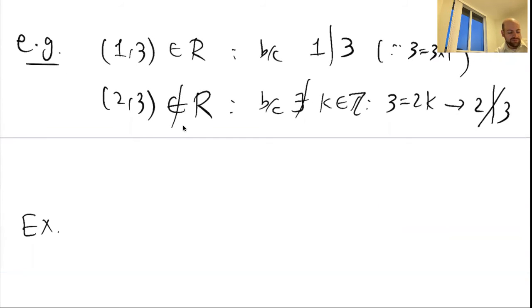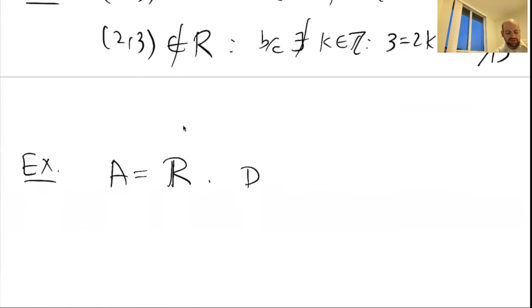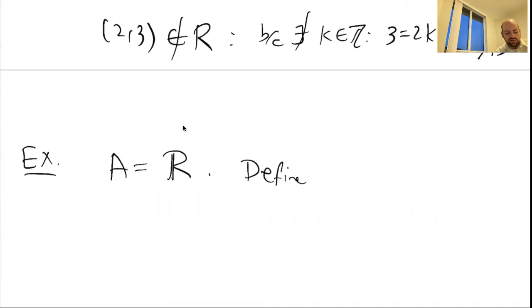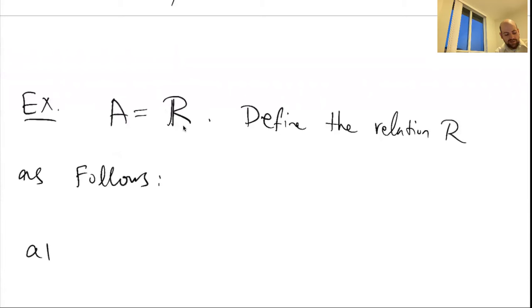Another example, let's say I can set A to be the set of all real numbers. So this R is the set of all real numbers, but this R is just the relation. So define the relation R as follows. A R B if B is equal to A plus 1.